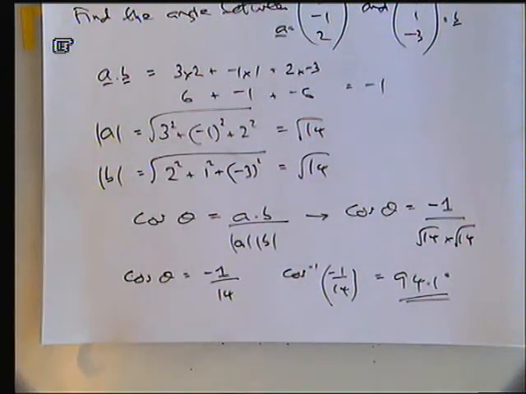Okay. So that is the first example of finding the angle between two vectors, just using this new stuff. Are we okay with that?